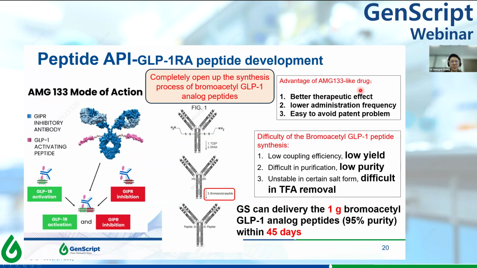But there do have some pain points when we synthesize GLP-1 peptides, like low yield, low purity, and difficulty in TFA removal. But GenScript has completely opened up the synthesis process of the Aib-containing GLP-1 analog peptides. So we can deliver 1 gram of this peptide at 95% purity within 45 days.